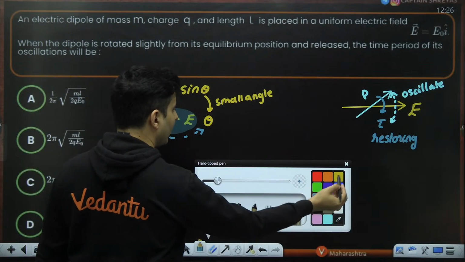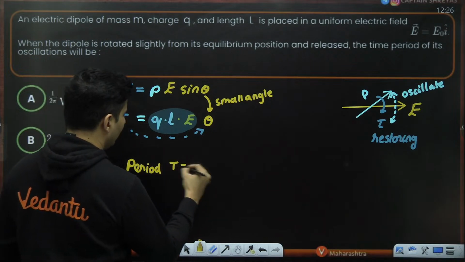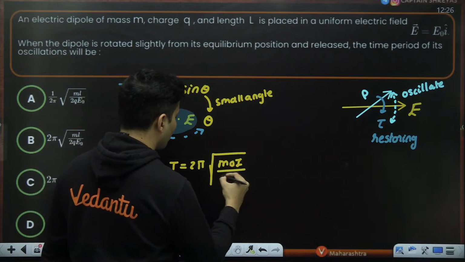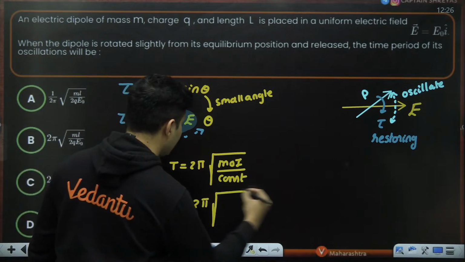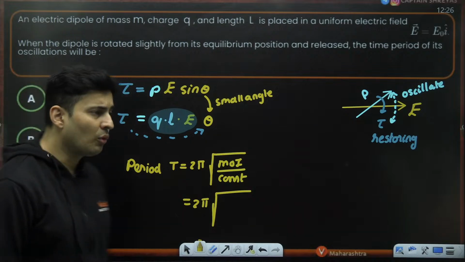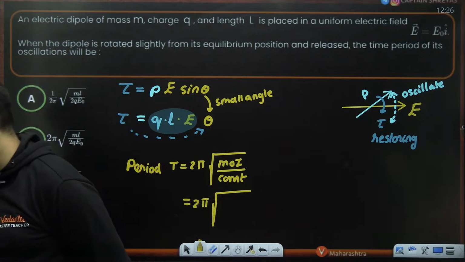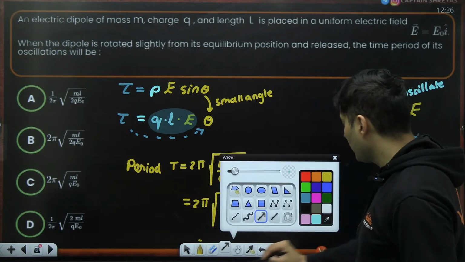Therefore, when I try to find the time period, it is 2 pi under root moment of inertia upon that constant of proportionality. So 2 pi is there as it is. What is the moment of inertia? Well, length is L in a uniform electric dipole of mass M. Okay. So what do you think is the moment of inertia? What will you write as the formula for moment of inertia? Think about it. Yeah, draw the diagram. That will be better for you.